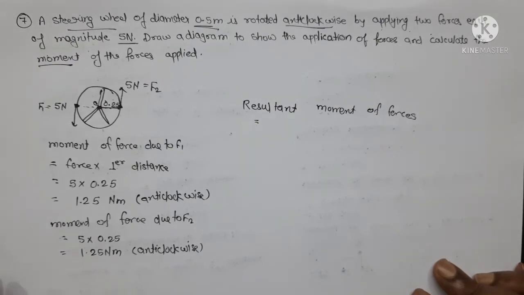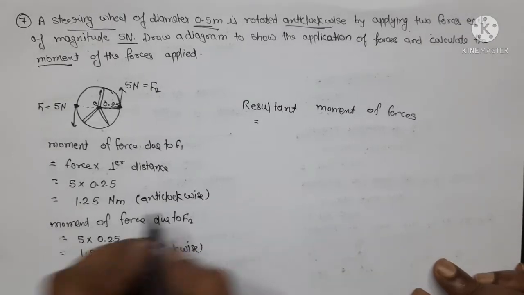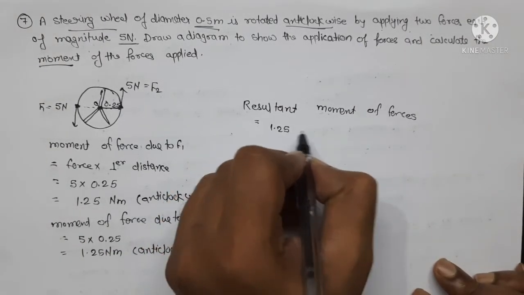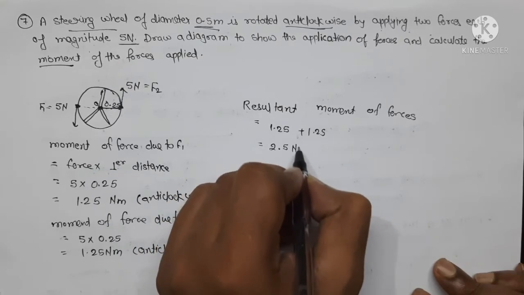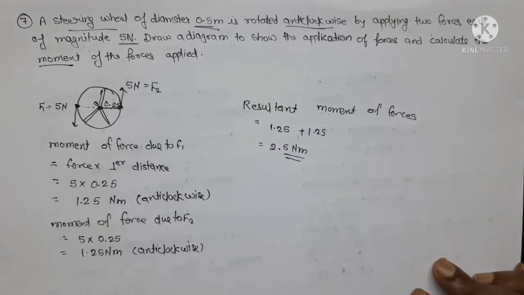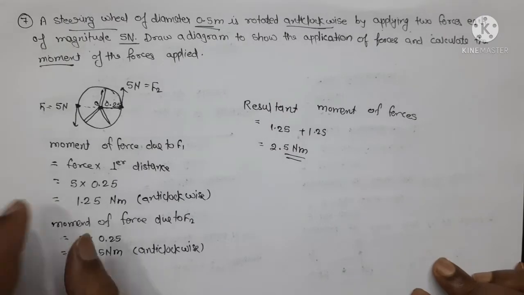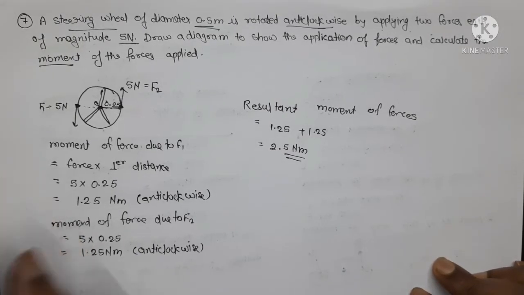Anti-clockwise moment of force is always taken as positive. So this will be 1.25 plus 1.25. So that will become 2.5 Newton meter. So this will be your answer, resultant moment of force. So it was a very simple question.